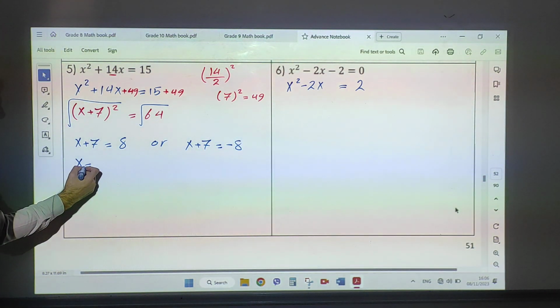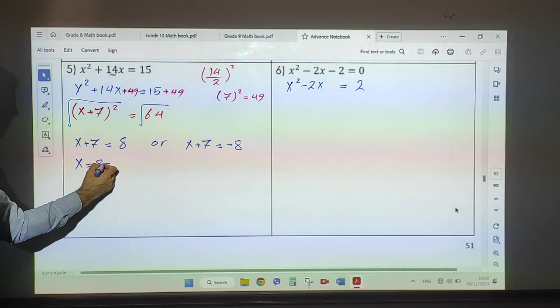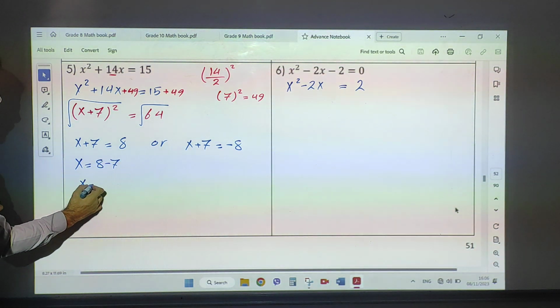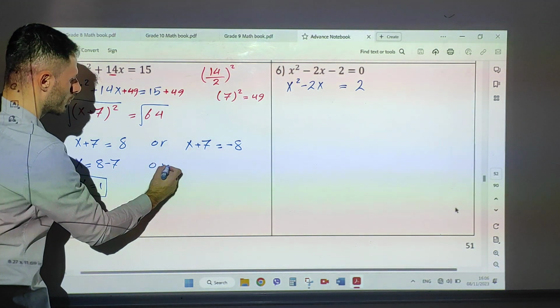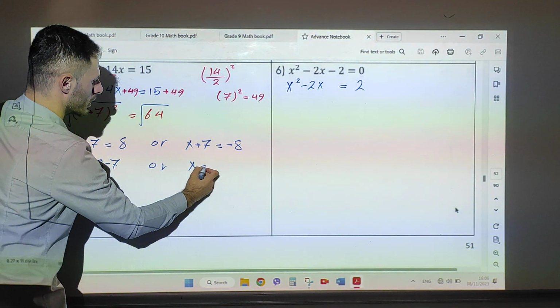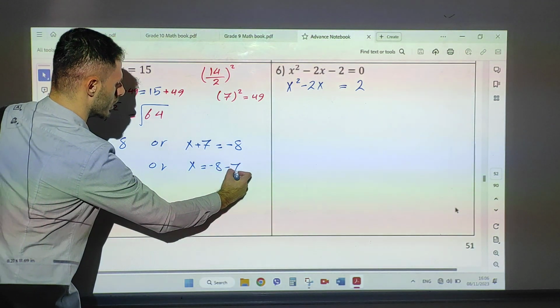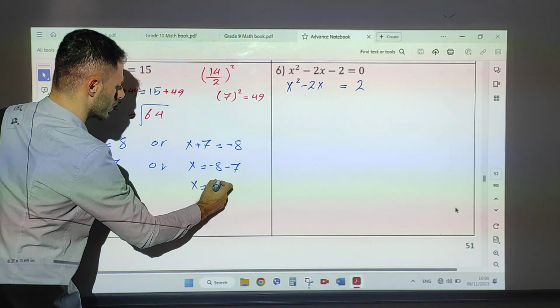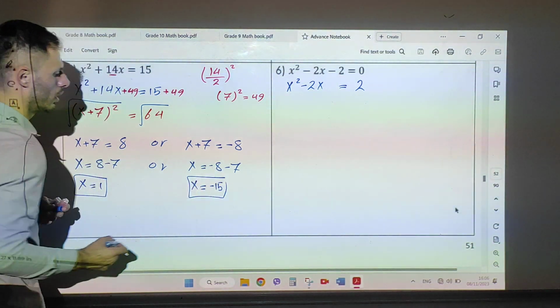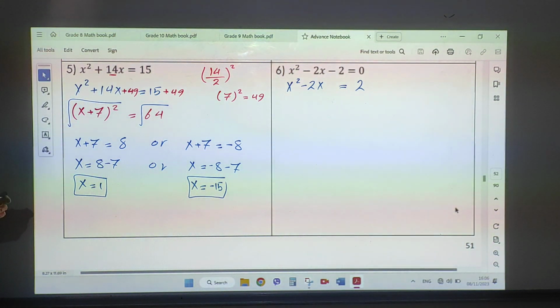So to find x, we will get 8 minus 7, which is x equals 1. This is for the first answer. Or x equals negative 8 minus 7. x equals negative 15. That's done for the first question.